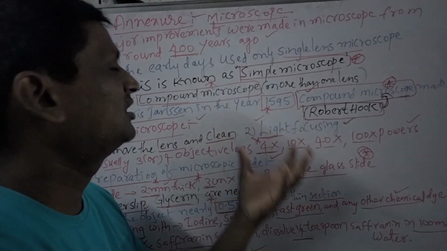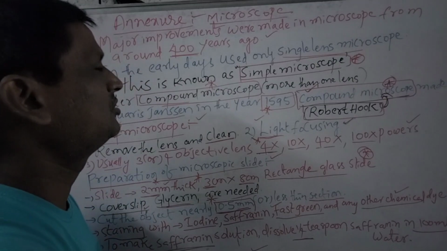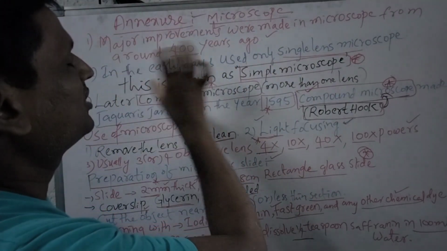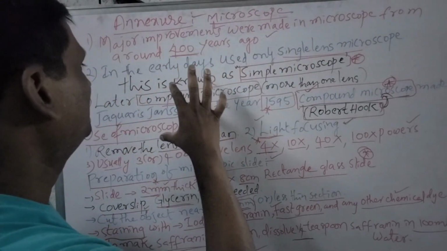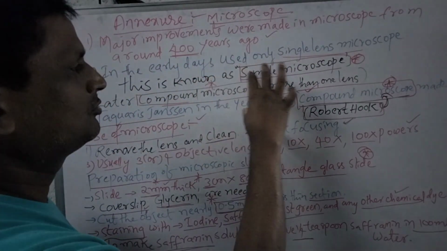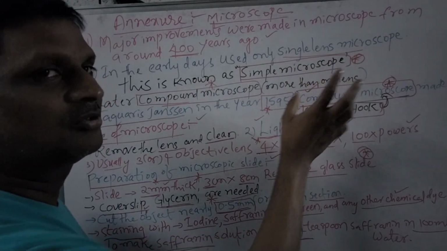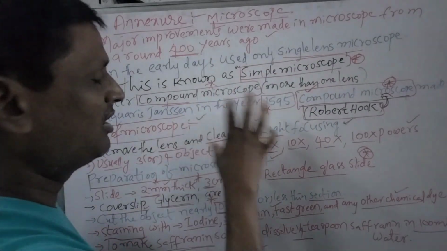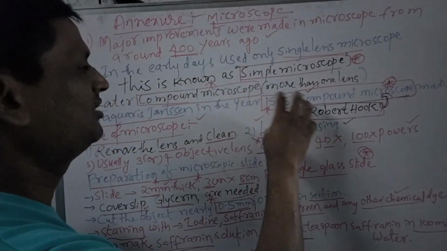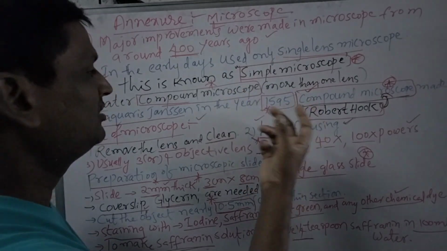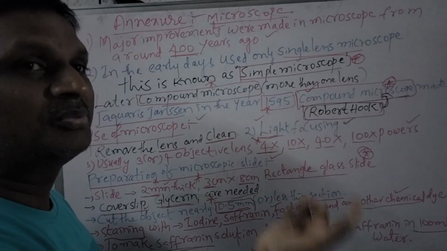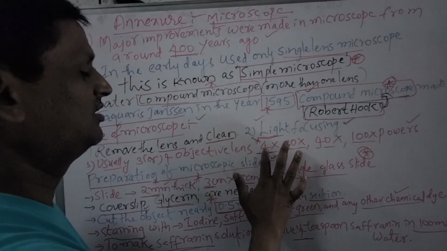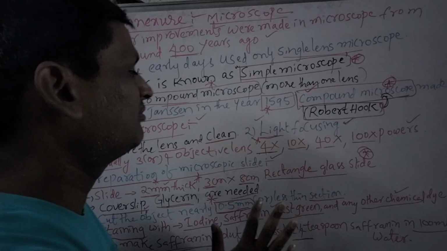So this is all about the annexure. In this annexure, these are the most important things that we should remember. Microscopes were invented about 400 years ago. In the earlier days, the microscopes were generally simple microscopes. Simple microscopes means only a single lens is used. Then several lenses were invented. If more than one lens is used, that is called a compound microscope. Even Robert Hooke used the compound microscope. Generally these lenses are 4x, 10x, 40x or 100x powers.